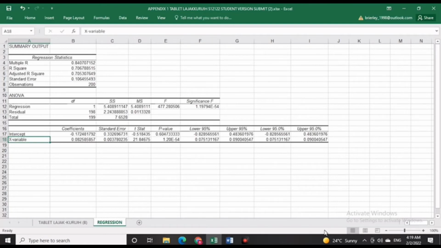After that, you're going to have a summary output for regression statistics, which is this one. Then we find the value of the intercept and x variable, which is this one. The intercept value is negative 0.17241792, and the x variable is 0.0255857. Since we have these two important values, we're going to use them for the trend of the graph.